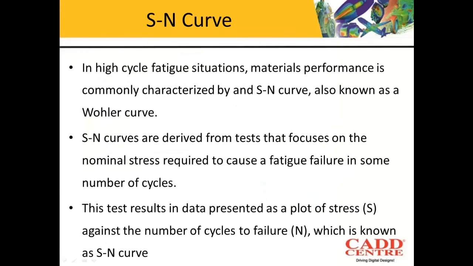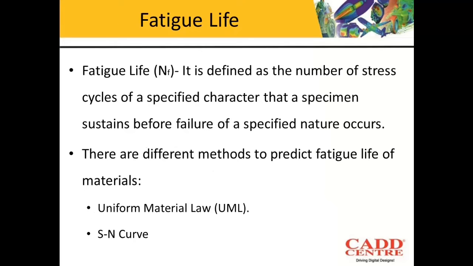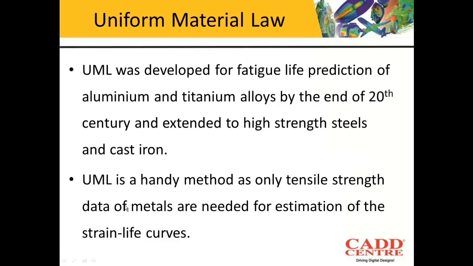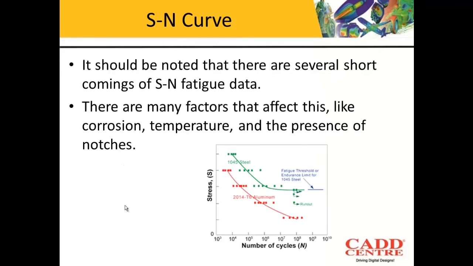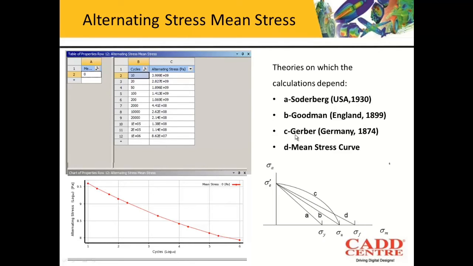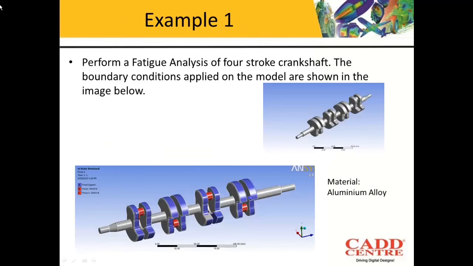So let us just see what we've understood. What is fatigue analysis? Why are we performing it, and when do we need to perform the fatigue analysis? We've also understood what is fatigue life. We've seen what are the different methods to calculate the fatigue life. We've understood the two methods, that is UML and SN curve. Then we discussed the different theories that are used to determine or predict the SN curve. And then we have understood the different types of loading conditions that are involved in fatigue analysis. Okay.